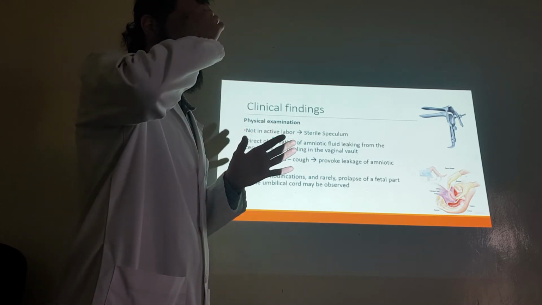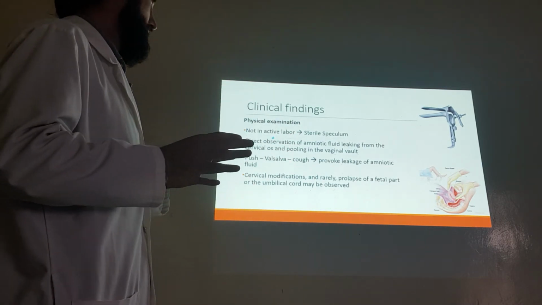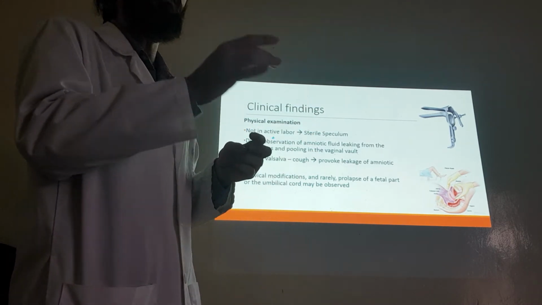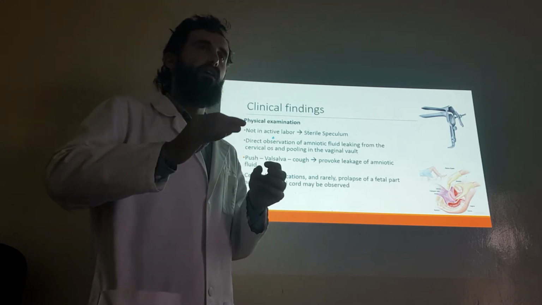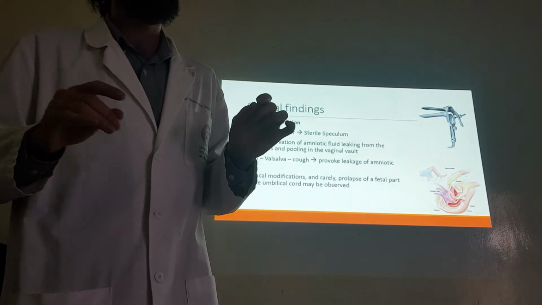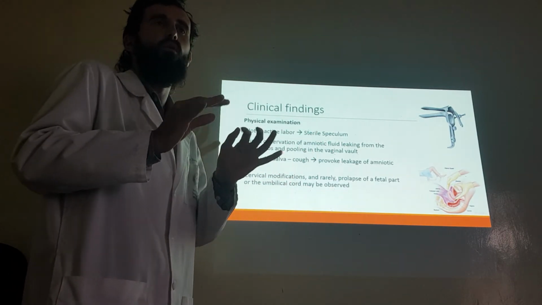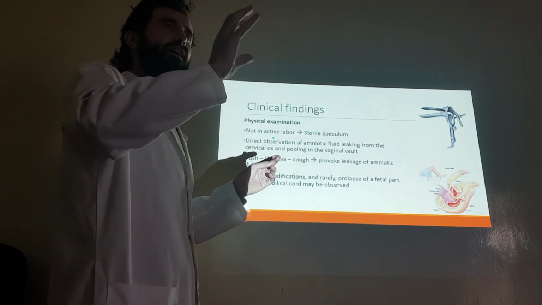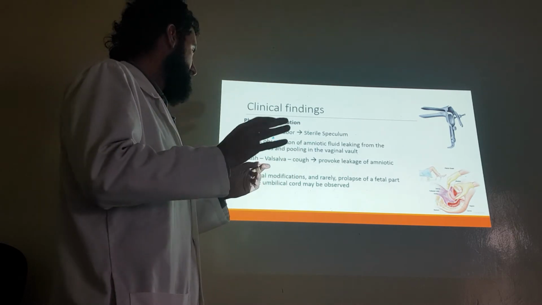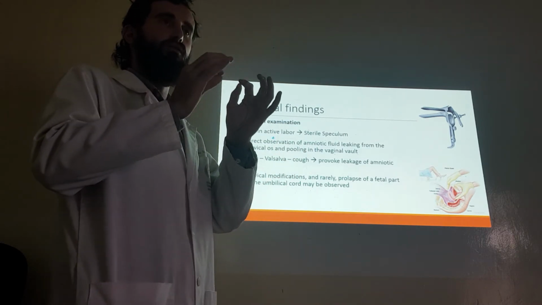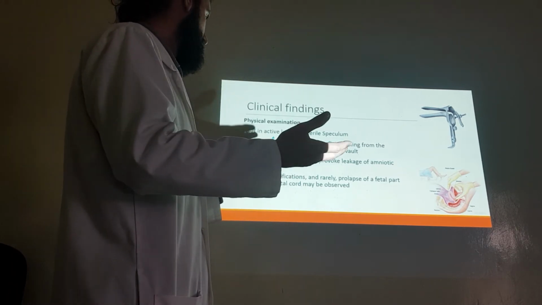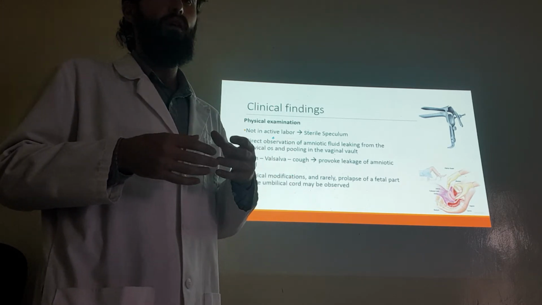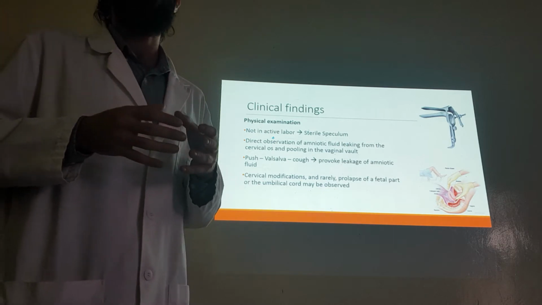We have a few options to find in a speculum examination. The first one is the direct observation of amniotic fluid leaking from the cervical os, and also pooling in the posterior fornix. That is pathognomonic of rupture of membranes. We have the diagnosis made, done. Okay. What if we don't see clearly, or we have some doubts? We have some maneuvers to see it clearly. For example, to make the patient push, to do Valsalva, or to cough, and that will provoke the leakage of amniotic fluid. Okay.